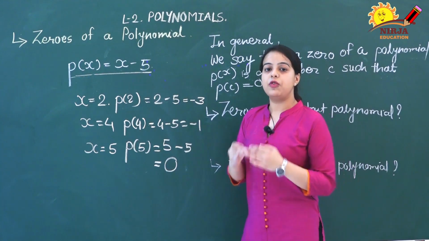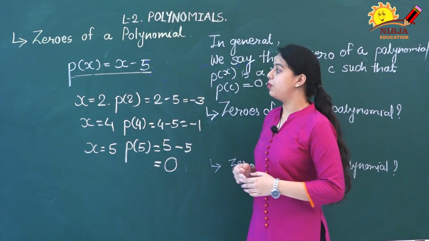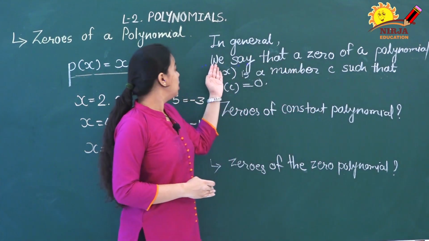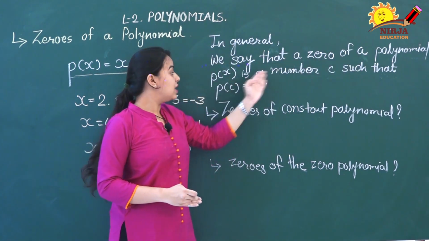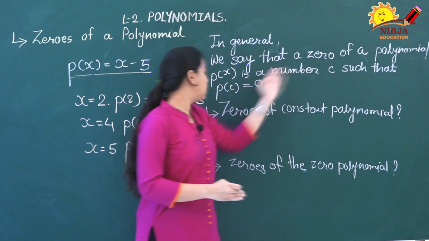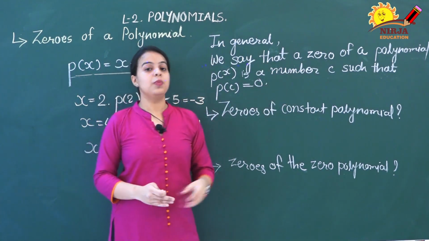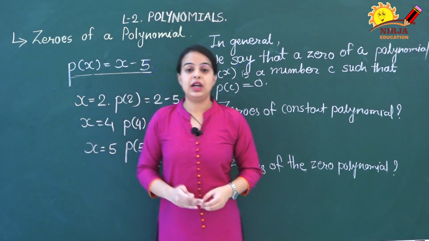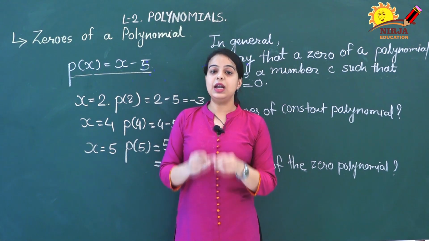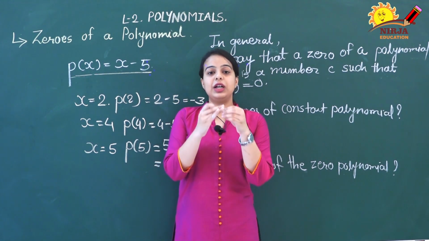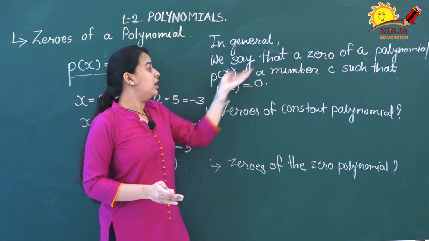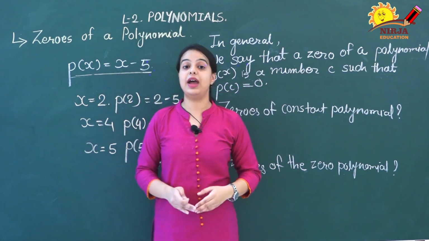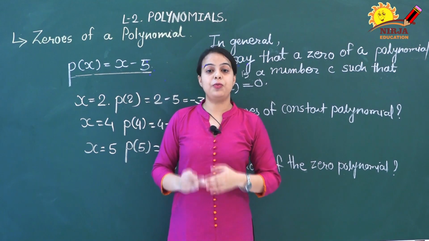In general, if we are going to say what is a zero of a polynomial, then we say that a zero of a polynomial p of x is a number c such that p of c is equal to 0. This means to say that if we take any number c and for that number c our p of c is equal to 0, then we can consider c as a zero of the polynomial.